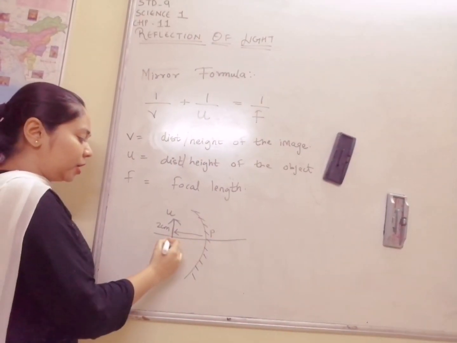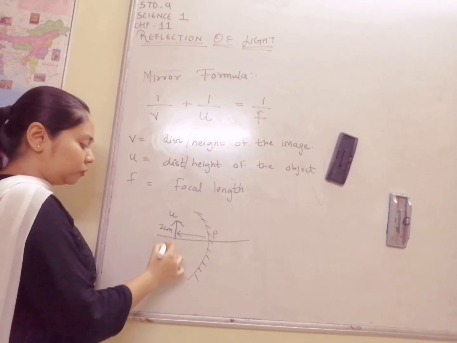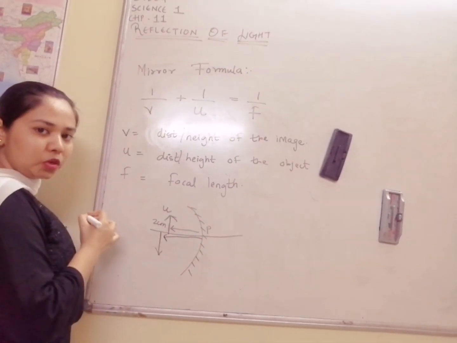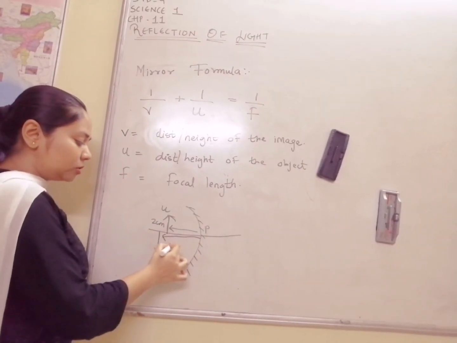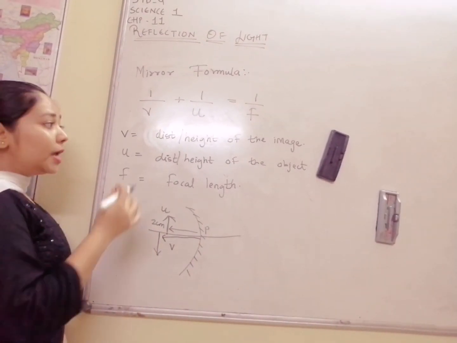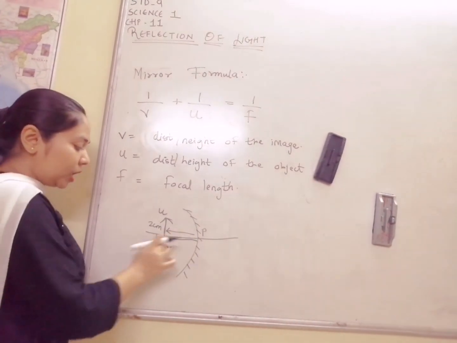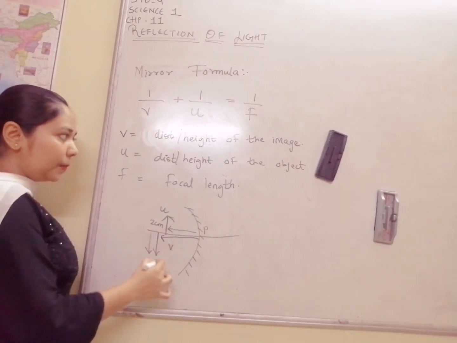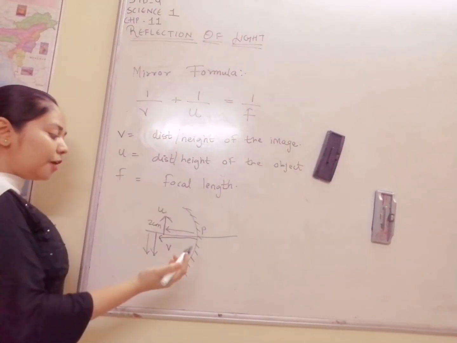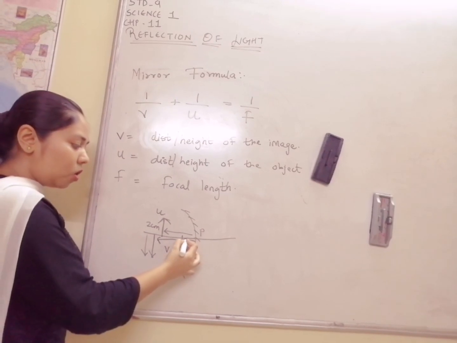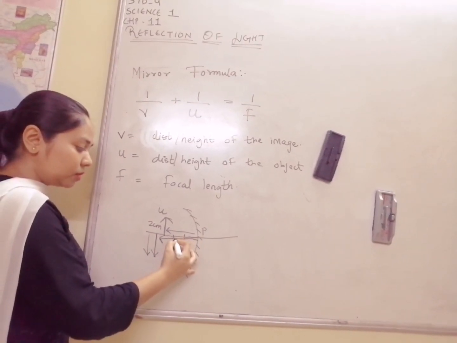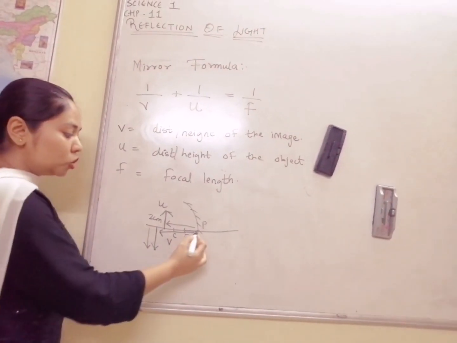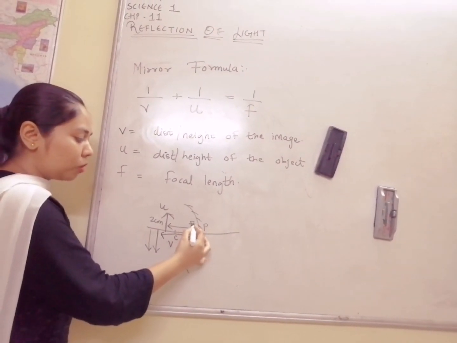An image, wherever it is formed, suppose this is my image formed like this. So it also has a distance from the pole, and that will be my small v, the distance of the image from the pole. And if the distance is not given, you can also take the height of the image, and that is v. And the focal length is always given. This is my center of curvature, this is my principal focus, so this particular length will be my focal length.